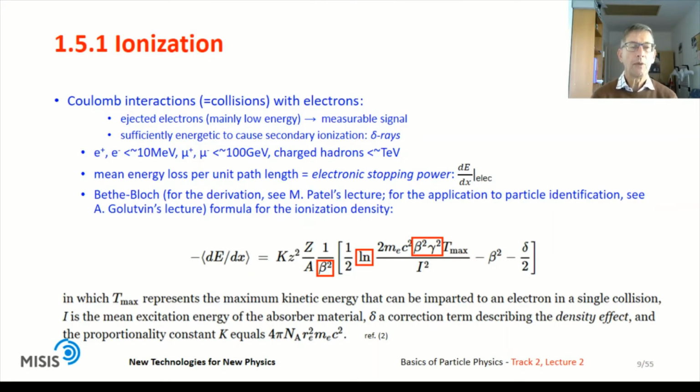Then we can work out what the energy loss per unit path length is, dE/dx electronic, the electronic stopping power, from a formula that you've seen in the previous lecture called the Bethe-Bloch formula. What is important to note is that it's very weakly dependent on the material, Z over A, but it's inversely proportional to beta squared, which is the fraction of the speed of light, and to the logarithm of beta squared times gamma.